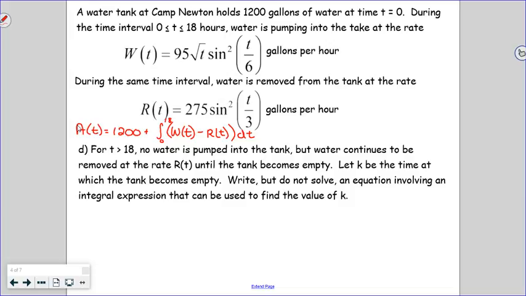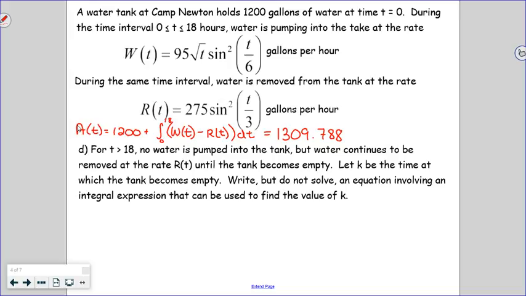Okay. I rewrote our function that we had created earlier, the amount of water in our tank. And I did it specifically from 0 to 18, over that first interval. And we had found out that this amount right here at time equals 18 ended up being what, 1309.788? 788? Okay.